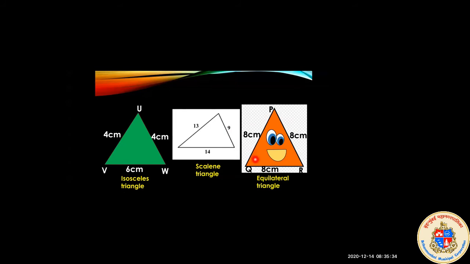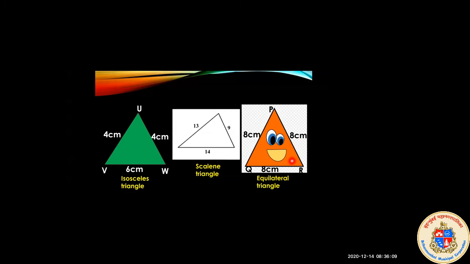Now can you tell me what are the measurements of these sides? What is the measurement of side PQ? 8 centimeter, side QR 8 centimeter, side RP 8 centimeter. Well done. Very nice. So you all know the measurements. Side PQ is 8 centimeter, side QR is 8 centimeter, side RP is 8 centimeter. Now, can you tell me which triangle it is? Equilateral triangle.